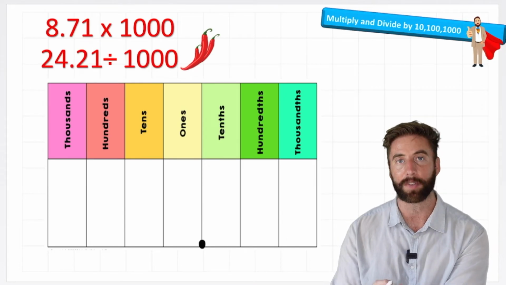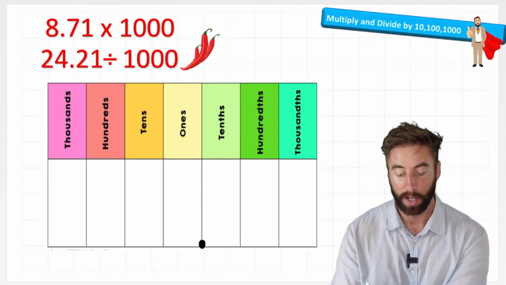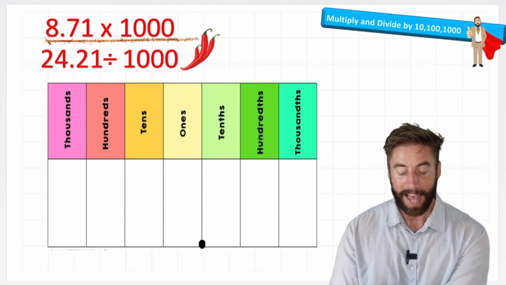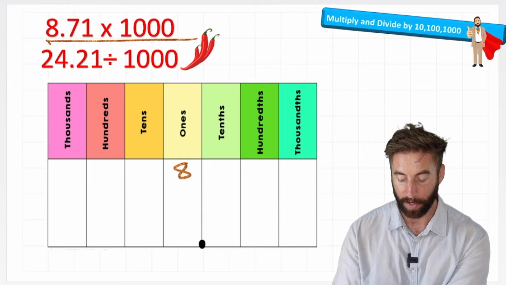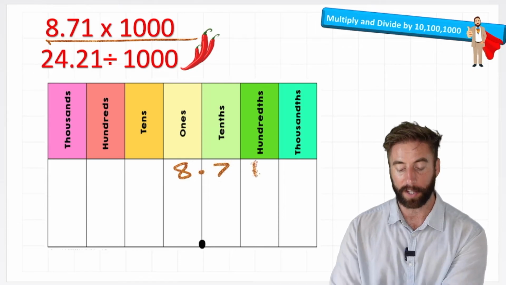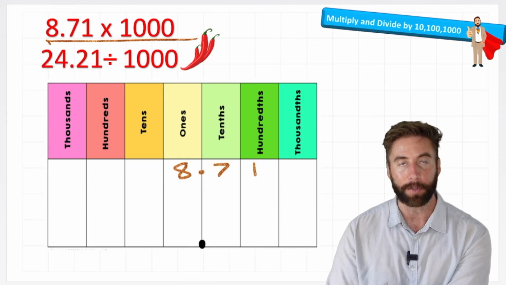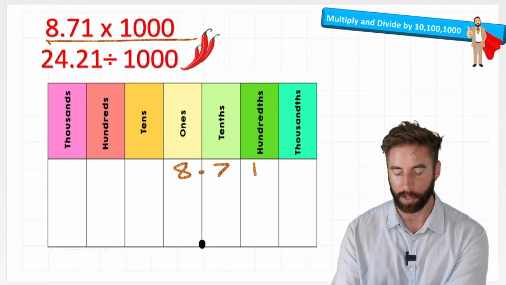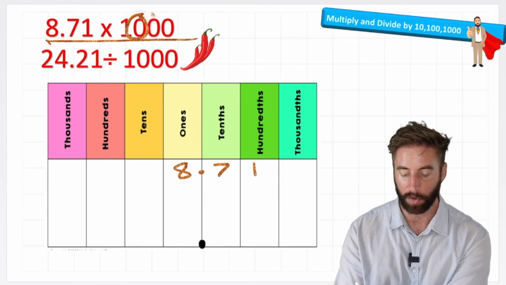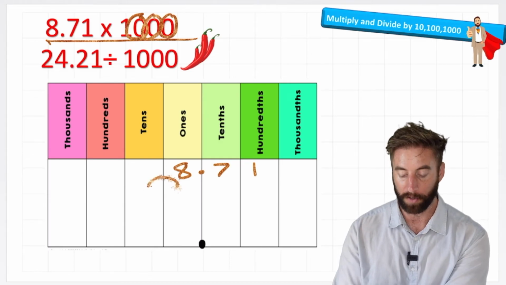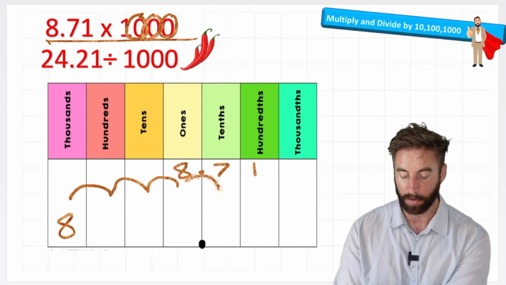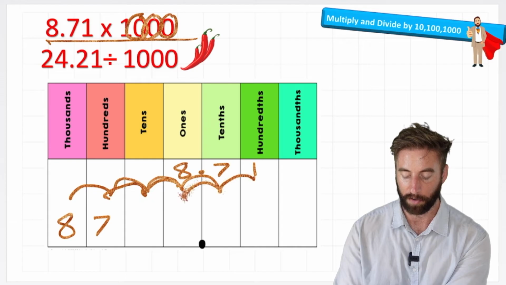Nice, let's start our hardest ones then. We have timesing and dividing by 1,000. First question says 8.71 times 1,000. So I'm going to put my 8.71 in the correct places. And now I'm timesing by 1,000. So hopefully we've caught onto the pattern. We've got 1, 2, 3 zeros in our 1,000. So I'm going to be moving them 1, 2, 3 places. Do the same to the 7, 1, 2, 3. Do the same to the 1, 1, 2, 3.